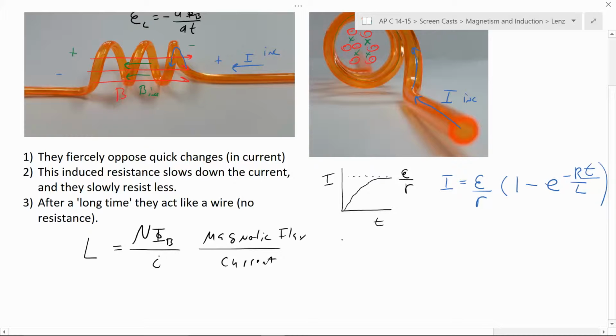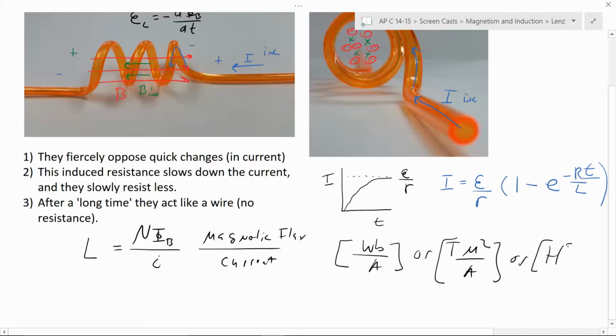In terms of units, remember flux has units of Webers, so that's Webers per amp. And a Weber, if you recall, is simply a Tesla times a meter squared per amp. But like many things in physics, we have shorter names. This is a Henry.